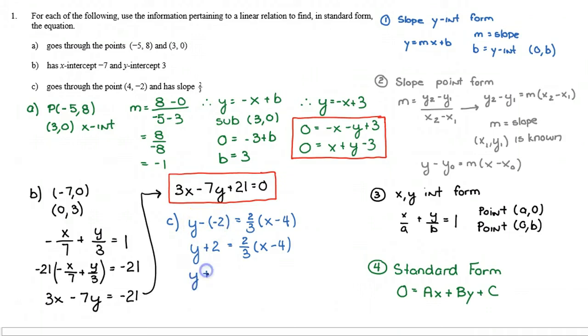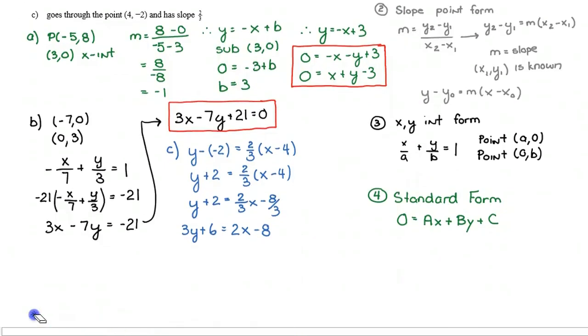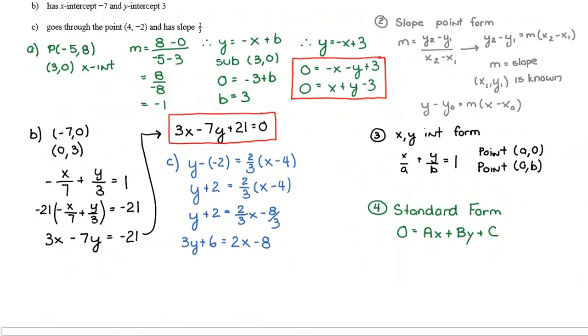So let's get this into standard form. So once here, what I'm going to do is multiply both sides by 3. And that's going to get rid of my denominator. So 3y plus 6 equals 2x minus 8. So once I have that, sorry about that, that was my rough writing from an earlier attempt that I forgot to hit save when I was done.